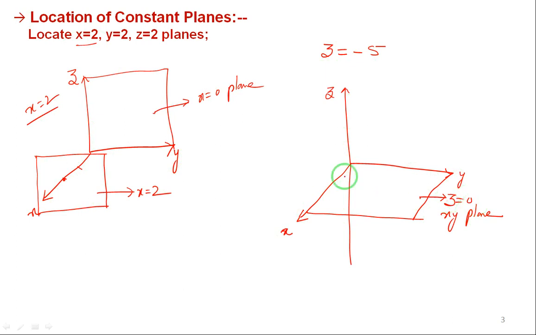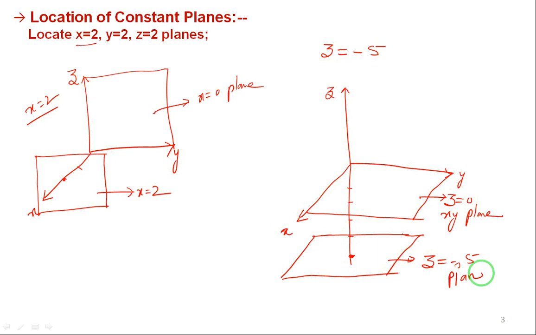This has to be shifted minus 5, that is, along the negative z axis: 1, 2, 3, minus 4, minus 5. Make this point the center and draw the plane parallel to the y axis and parallel to the x axis. Yes, now this is z equal to minus 5. I hope you came to know how to locate these planes, right?